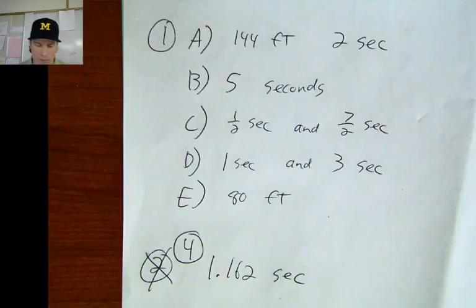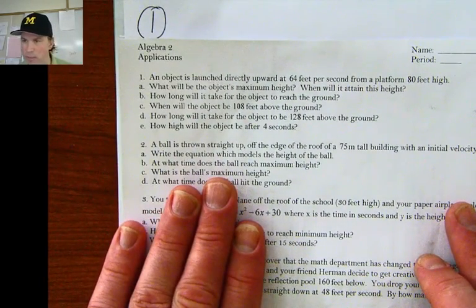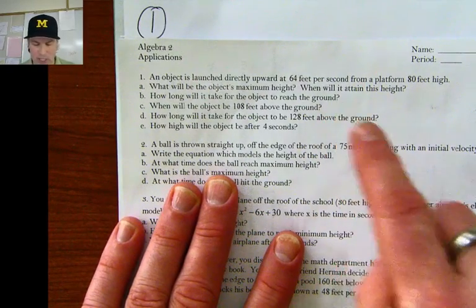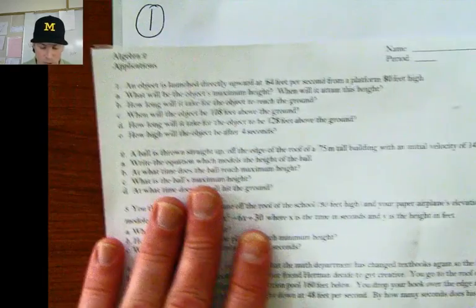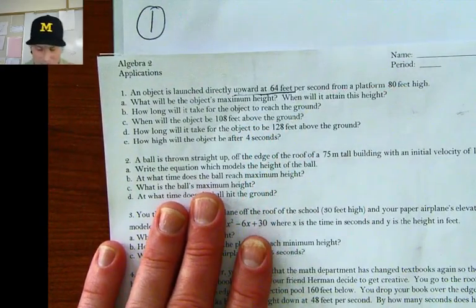Starting with number 1, friendly reminder, this is what number 1 says. Give it a second, pause and read if you'd like. But to get this problem started, you really need to start with an equation. We're throwing this object upward at 64 feet per second.